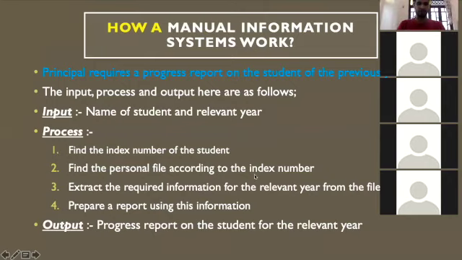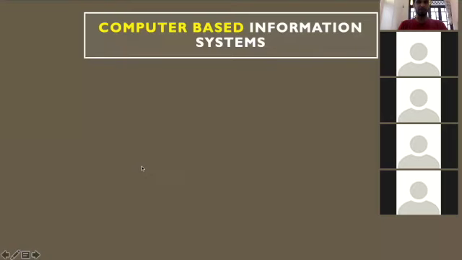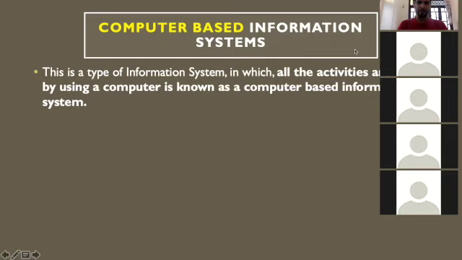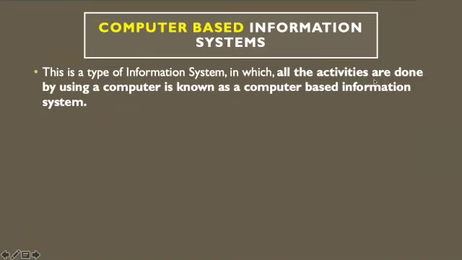And switch it off. So now we'll go to the computer-based information system. This is a type of information system in which all the activities are done by using a computer. All the activities done by using a computer is known as a computer-based information system. Instead of doing the work manually, we are using a computer to do the work.